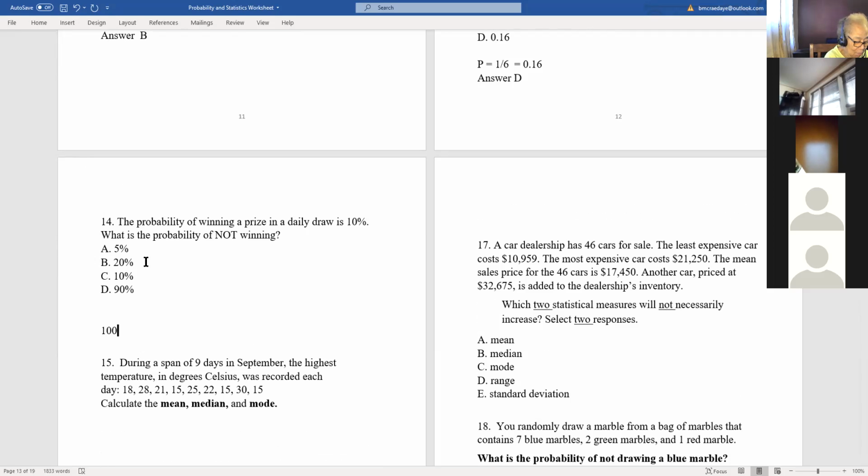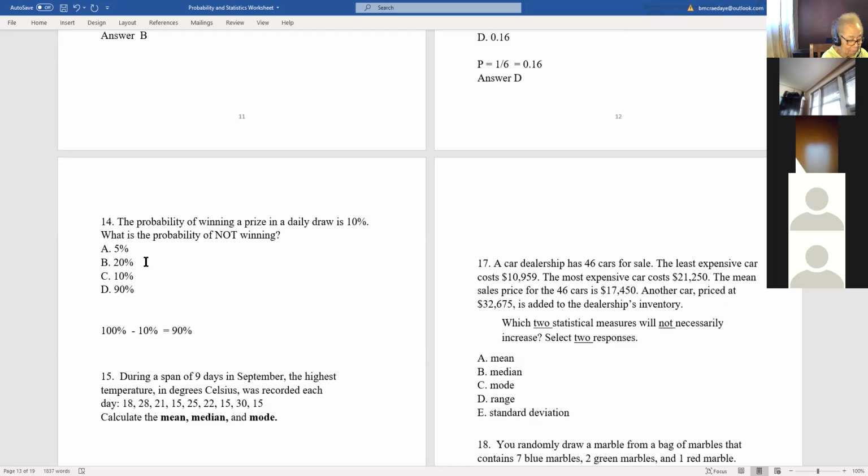10%, so 90. That's right. So the probability of losing is 90%, which is D, because your total is 100. If your probability of winning is 10%, then your probability of not winning is the total 100% minus 10. So that would be answer D, right? Answer D.